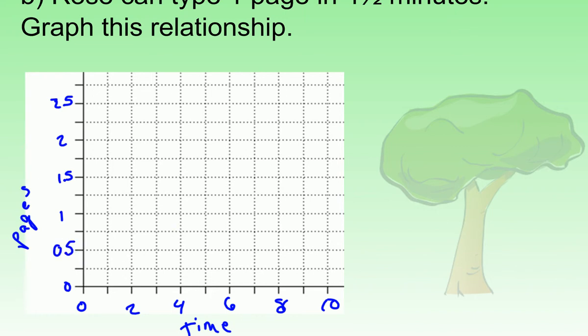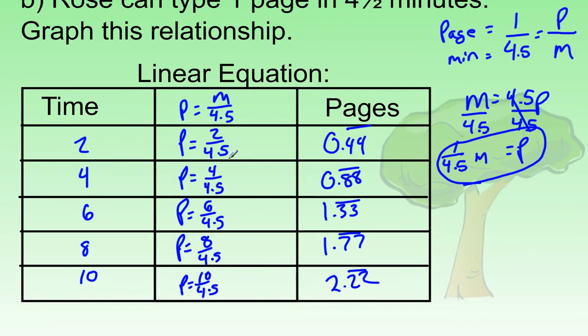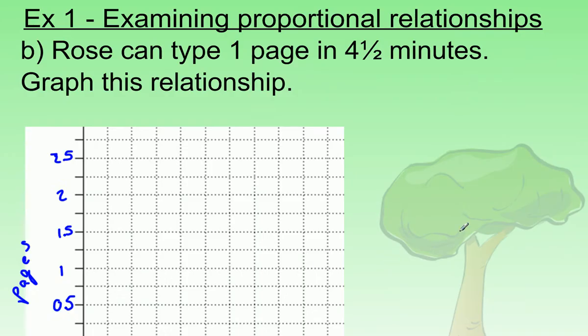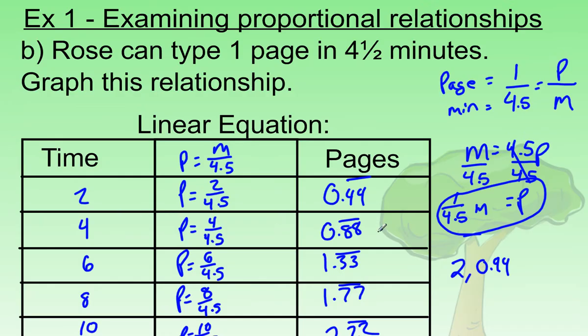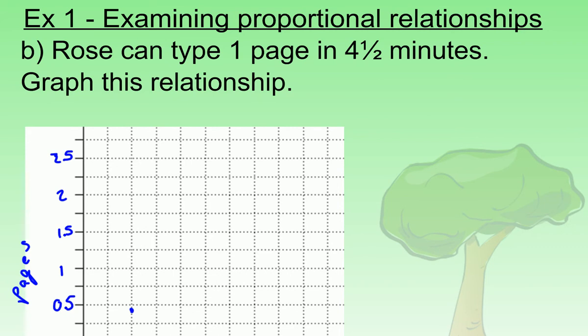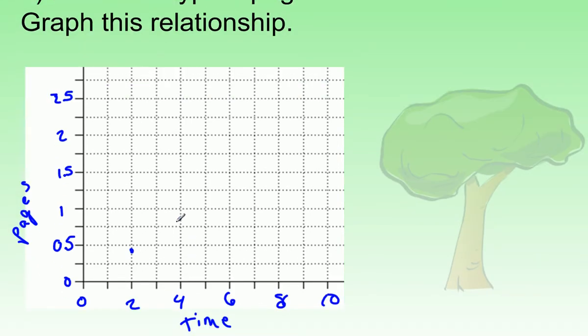Okay, so my little table here gives me the points 2, 0.44. So for 2 minutes, 0.44. So this is 0.25, 0.44, around that ballpark someplace. We're not going to get exact. 4, 0.88. Well, there's 1. There's 0.75. It's going to be a little bit closer to 1. I'm going to call it over here someplace.